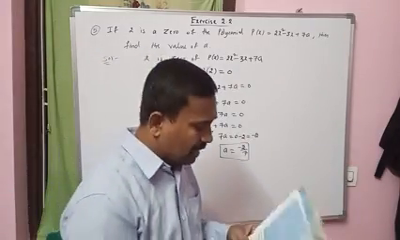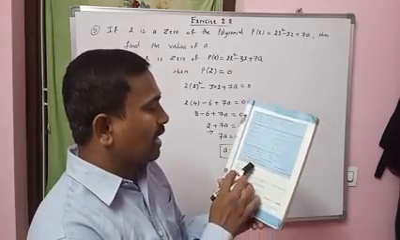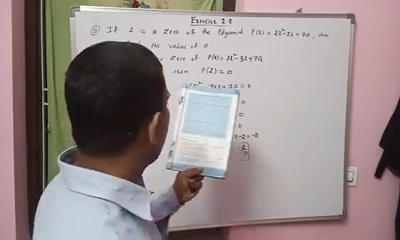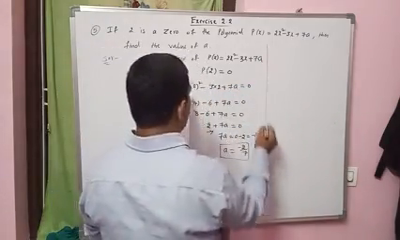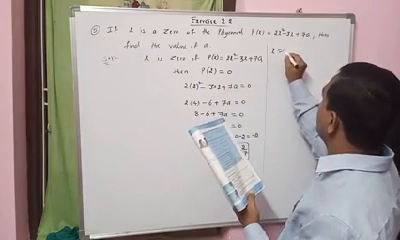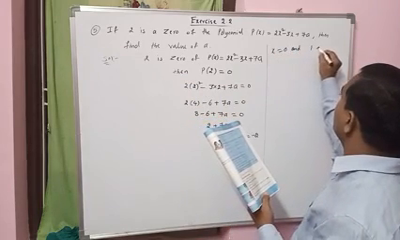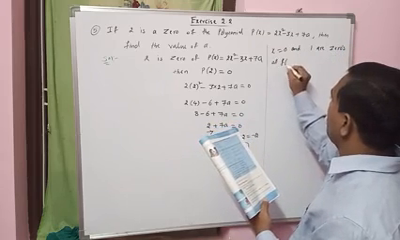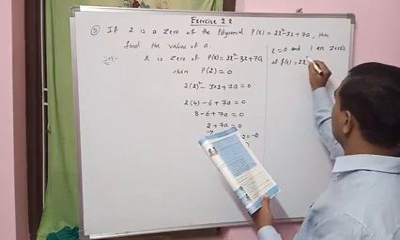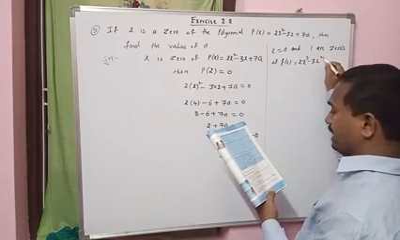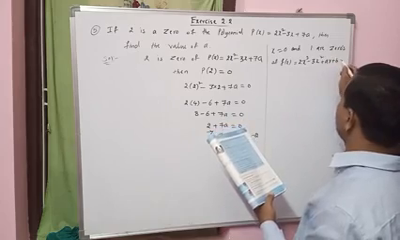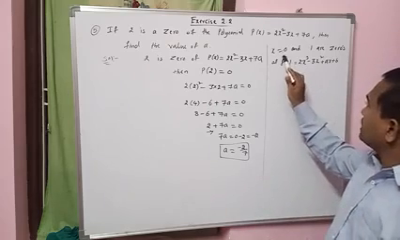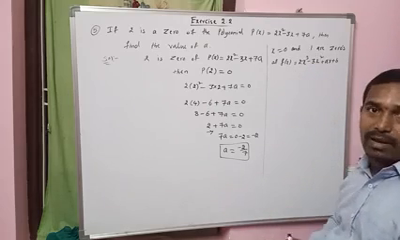See the next problem. If 0 and 1 are the zeros of the polynomial f of x, then find the value of a. What is given? X equals 0 and 1 are zeros of the polynomial f of x equal to 2x cube minus 3x square plus ax plus b. What is given? X equals 0 and 1 are zeros of this polynomial.